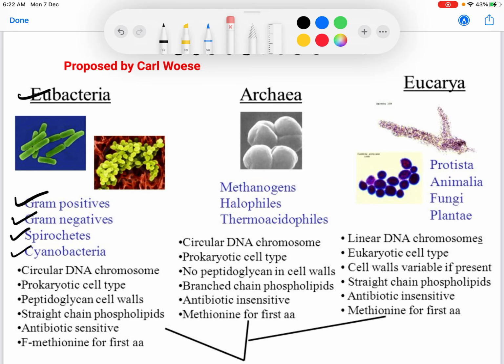So these are different categories of eubacteria, and the most common characteristic features are circular DNA, prokaryotic cell wall, but the cell wall does not contain peptidoglycan, and they have straight chain phospholipids in their cell membrane. They may be antibiotic sensitive and they have N-formyl methionine for the first amino acid.